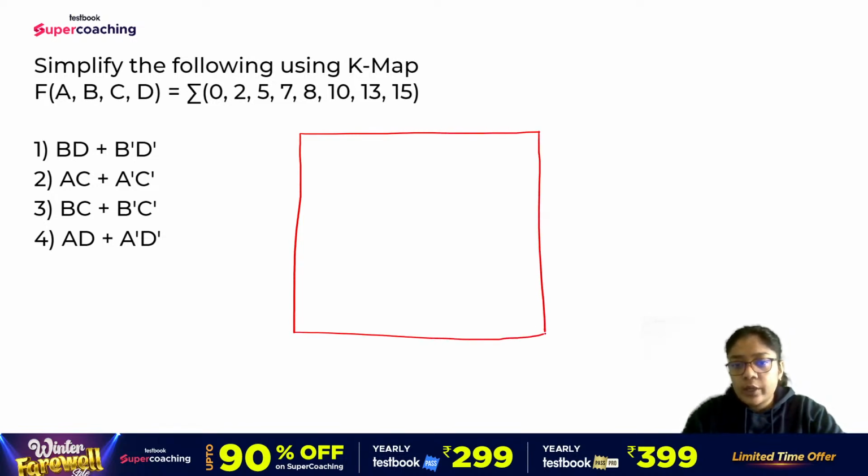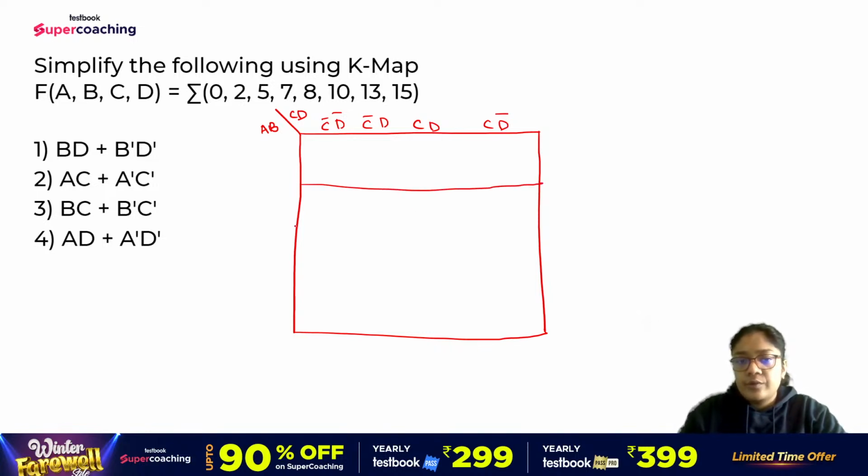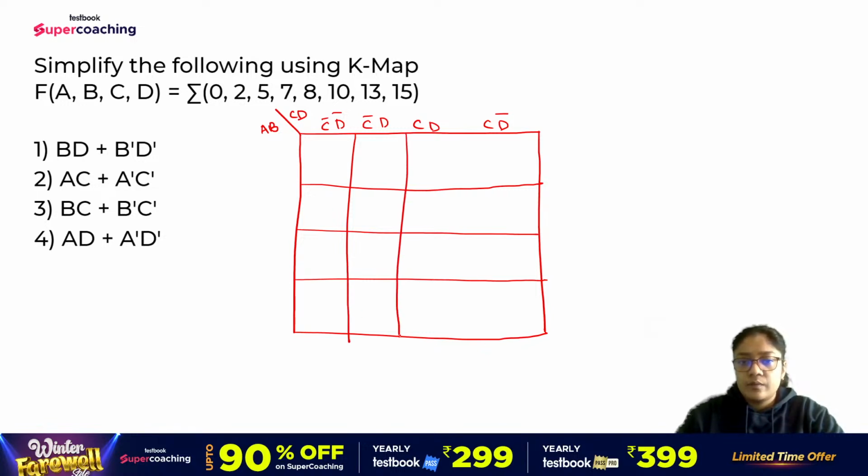मैं थोड़ा सा स्लो कर रही हूँ ताकि फटाफट आप लोग अपना आंसर फाइंड कर ले. K map के साथ अब सब लोग कंफर्टेबल हैं. A, B, C, D, and we know that K map works on the gray coding scheme. This is A complement, D complement, C complement, D, C, D, and C, D complement. So we have 4 rows and 4 columns.